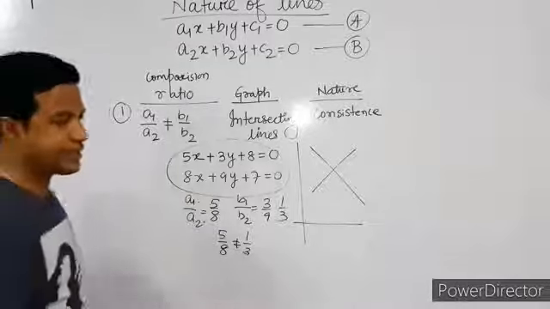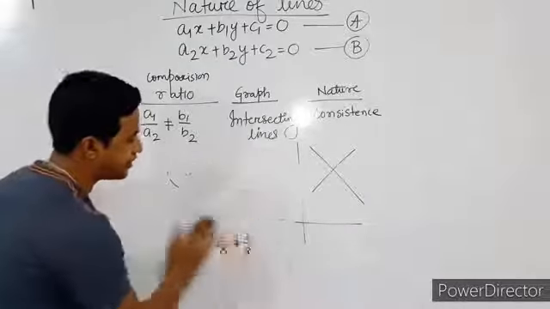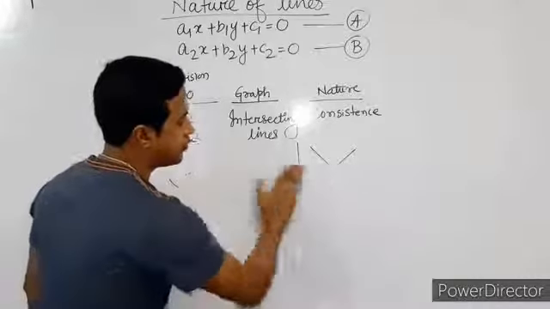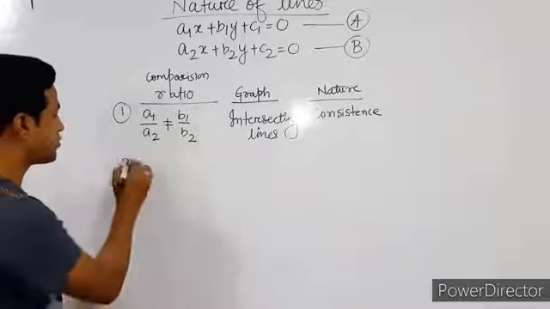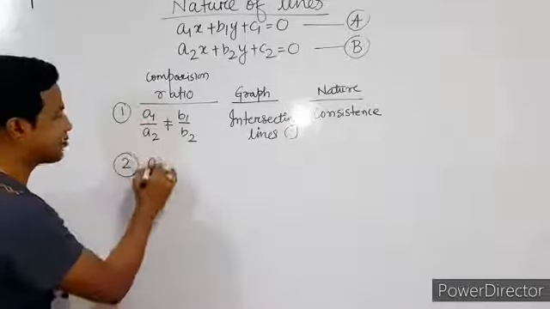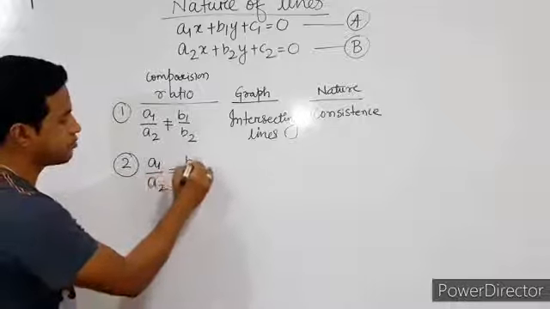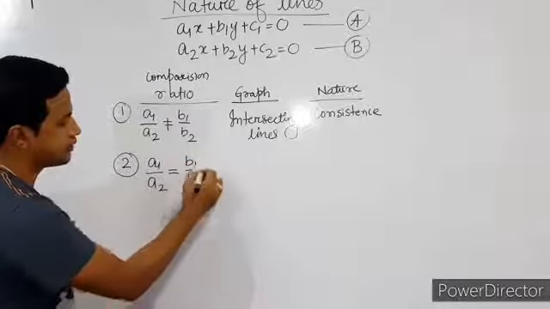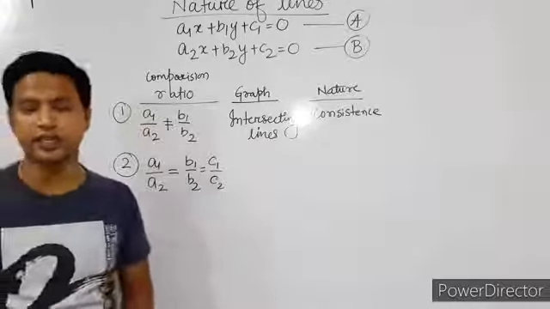Let's go to the second case. Here we again have a comparison of ratios, which is case number 2: a1/a2 = b1/b2 = c1/c2. These are the three ratios.